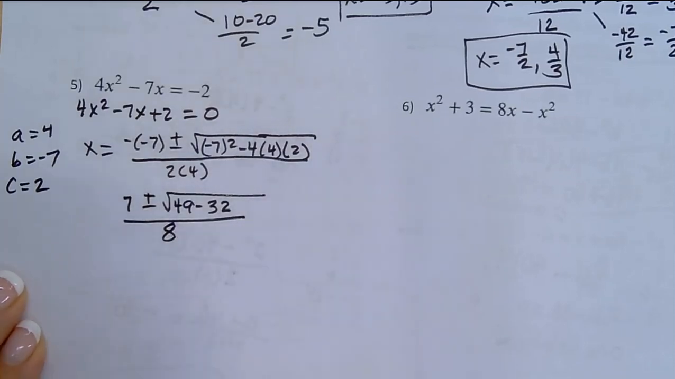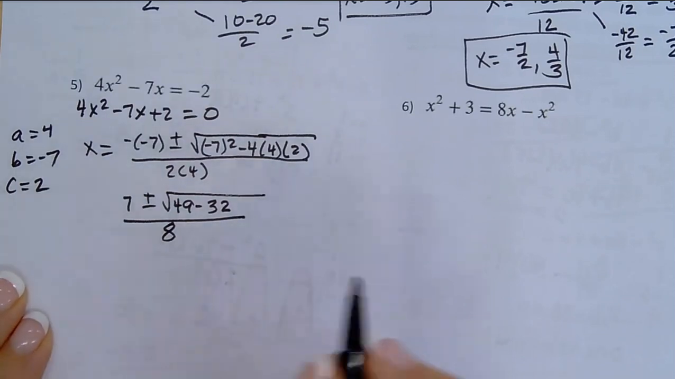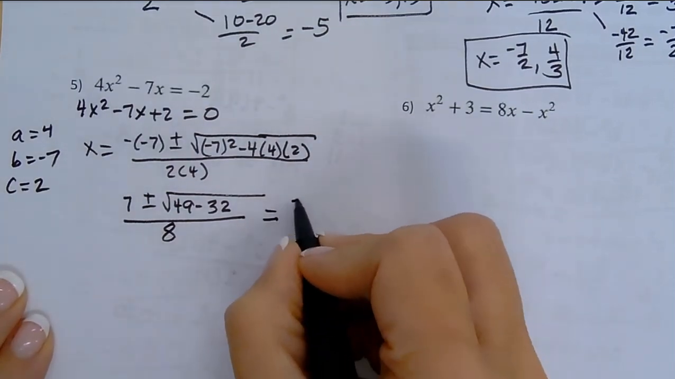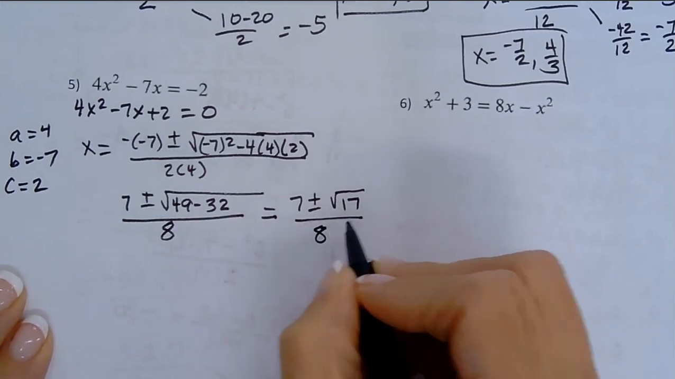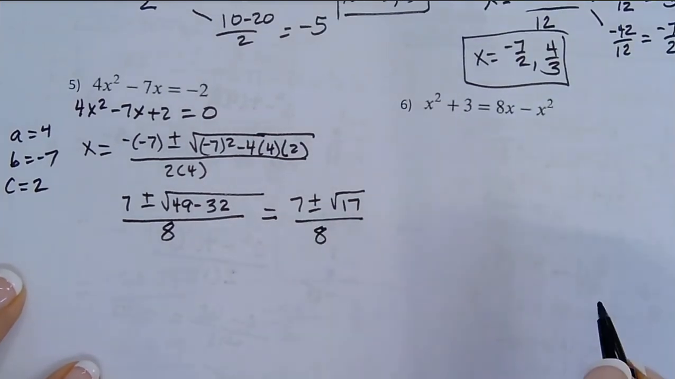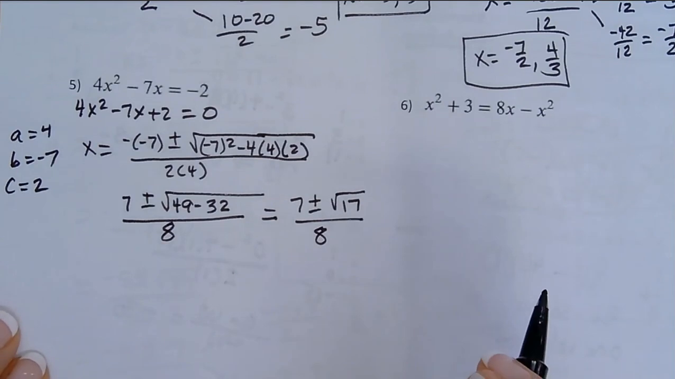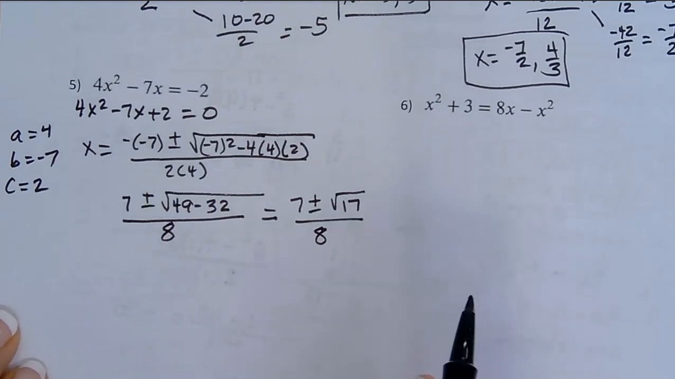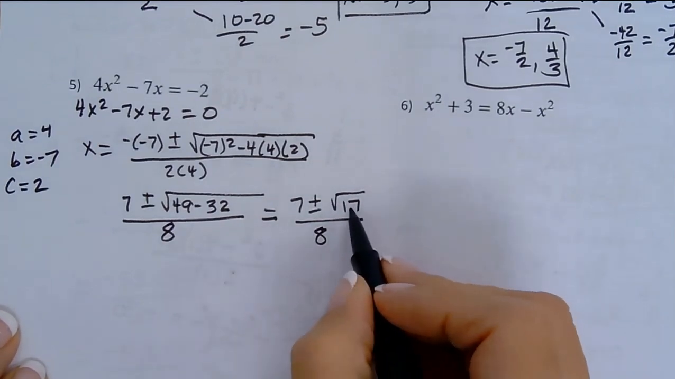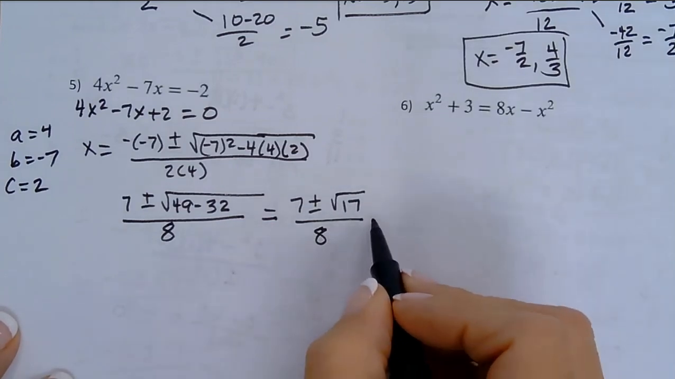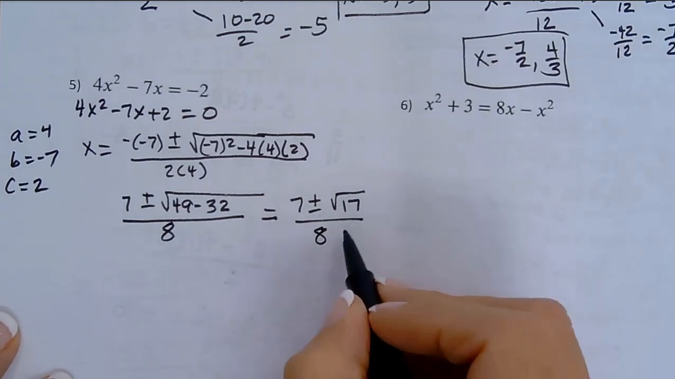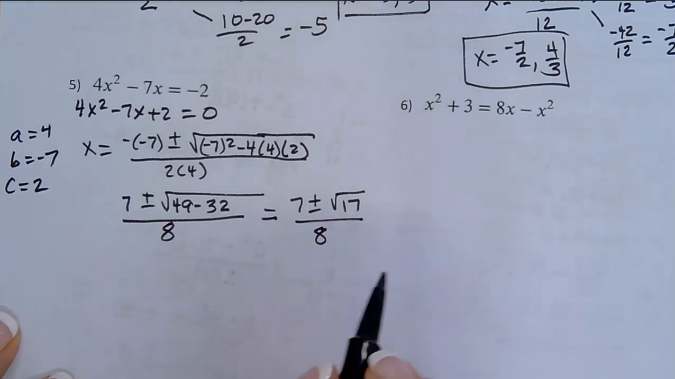Okay, so I have 7 plus or minus the square root of 49 minus 32 all over 8. All right, and so that is the same thing as 7 plus or minus the square root of 17 over 8. Now you can leave your answer like that. That is fine with me if you are allowed to leave your answer in radical form. If not, you would use a calculator to approximate the square root of 17. And you would say 7 plus that divided by 8, and also 7 minus that divided by 8.